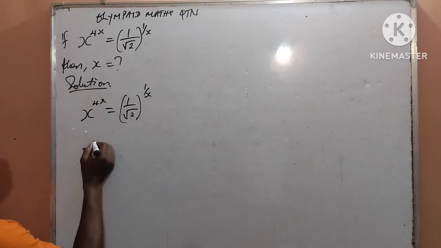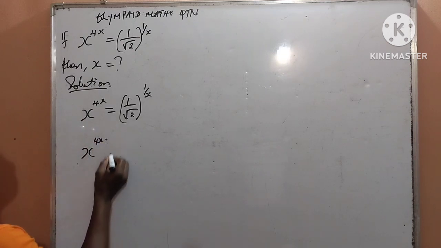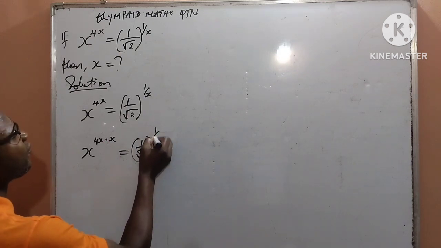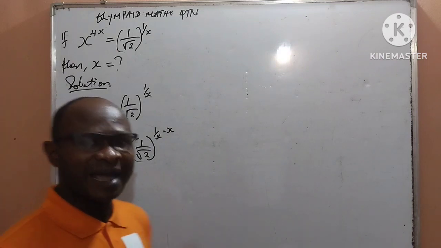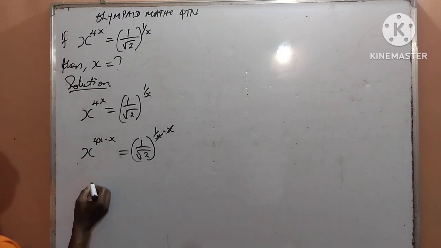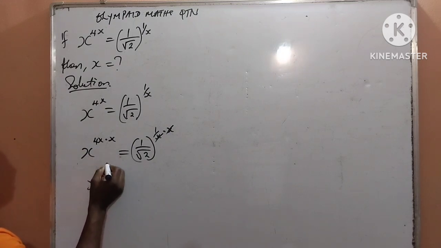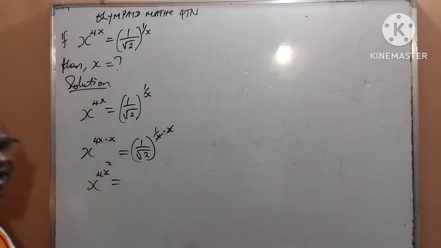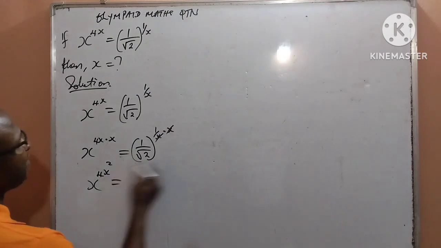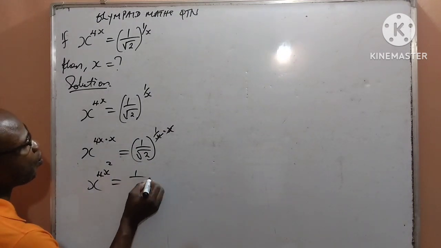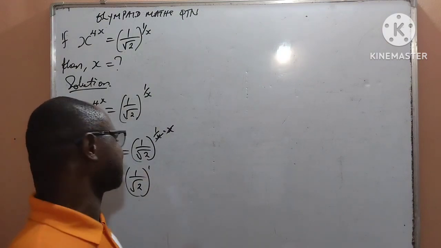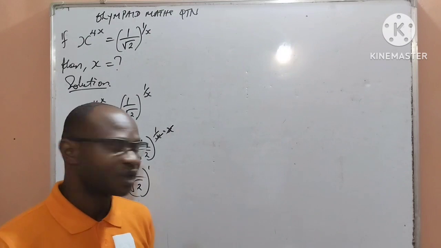Therefore, I have x raised to the power 4x multiplied by x equal to 1 all over root 2 to the power of 1 over x multiplied by x. Like I said, x now will cancel out x, and then I will have x raised to the power 4x raised to the power 2, because 4x times x will give me 4x to the power of 2. Beautiful. And on the right hand side, I will have left 1 all over the square root of 2, of course, to the power of 1, which is just 1 all over the square root of 2.